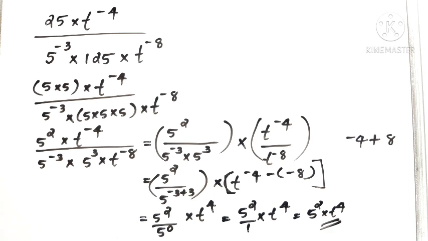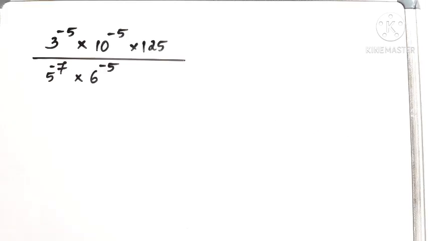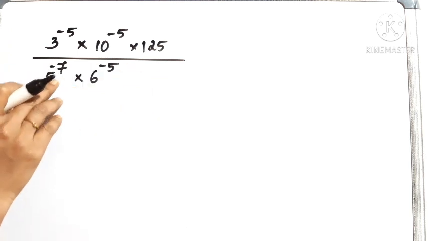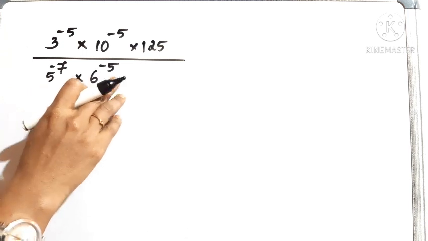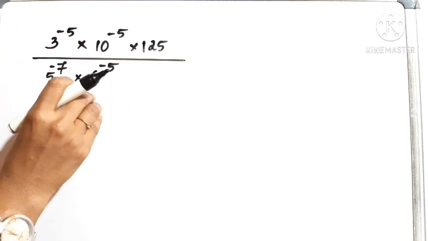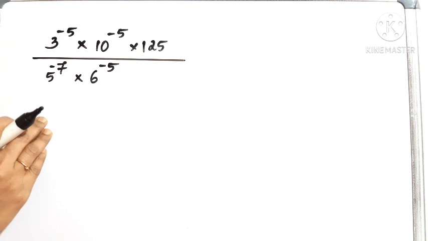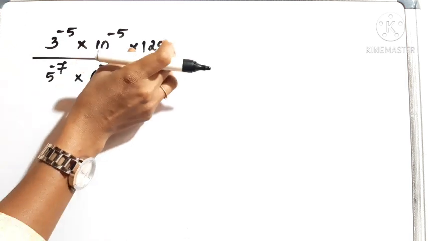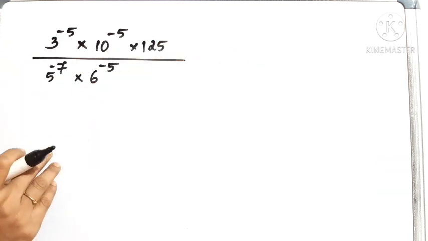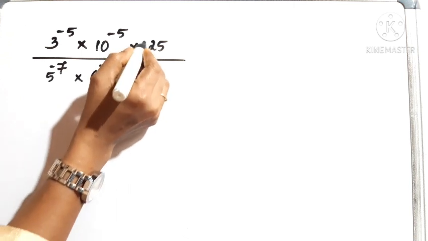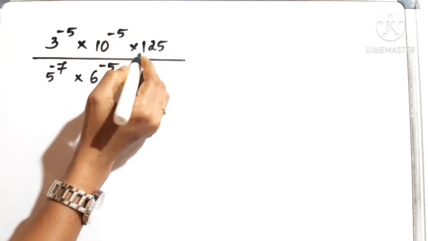Is it clear, children? Or simplify 3 raised to minus 5 into 10 raised to minus 5 into 125, all divided by 5 raised to minus 7 into 6 raised to minus 5. In this type of question, first we should convert number form into an exponential form. Okay, here we can see 125, right?